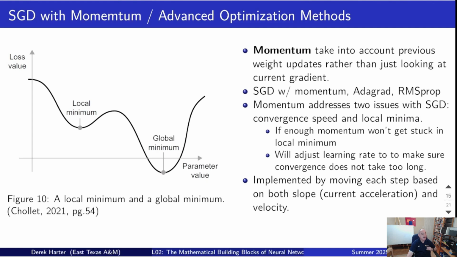I mentioned that if the learning rate is too small, the convergence speed will be slow, it'll take a long time to move down to the minimum, if I'm taking too small a step. By taking into account the momentum, we can make the learning rate variable, so that we will take bigger steps when we need to go faster, and smaller steps when we're close to the minimum.